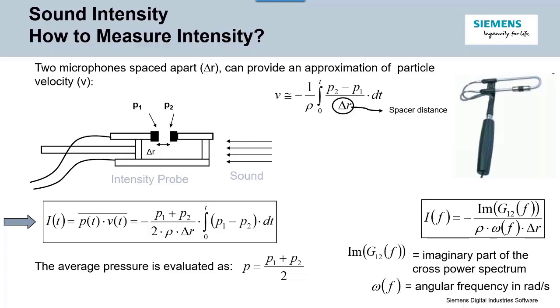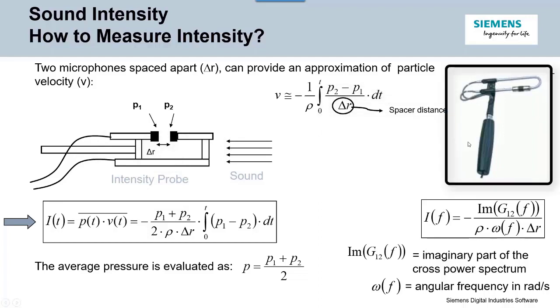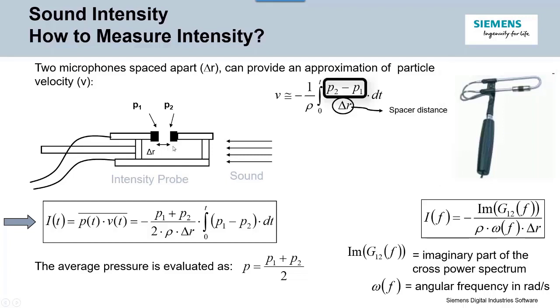So most commonly, people use 2 microphones to measure the sound pressure, and those microphones are separated by a fixed spacer, and that spacer is the delta R. On the right-hand side, you can see an intensity probe. There are 2 microphones, one on the left, one on the right, and a spacer in between them, and that spacer distance is a known distance. Based on the measured pressures at the 2 microphones and the known distance, you can calculate the gradient of the pressure change, which gives you an estimate for the particle velocity.